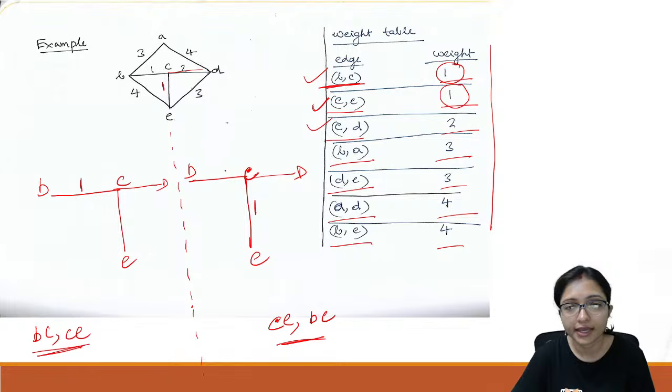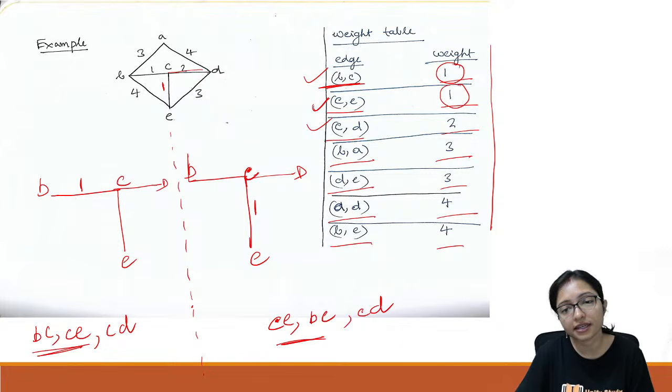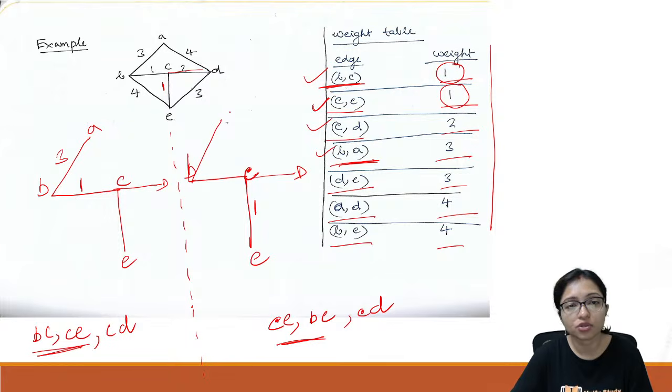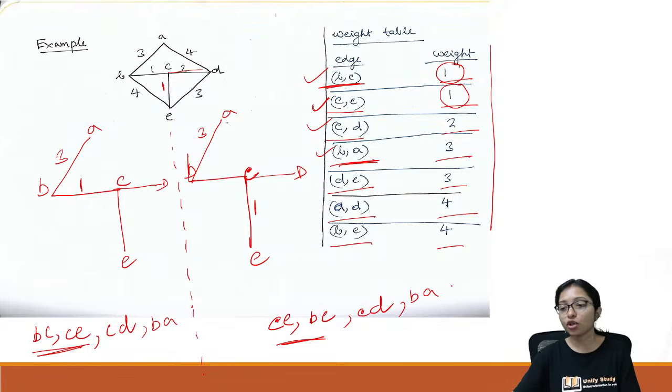Yes, here it is B. So after that I can add CD here. I can add CD here. Now next one, BA. BA is 3. So now I can add BA here. That is 3. Here also I can add BA. That is 3. So here is BA. Here is also BA. Can I add more?